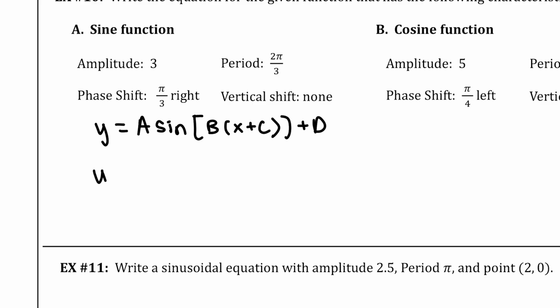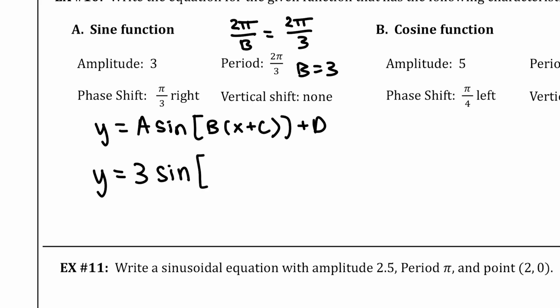So our amplitude is always going to be the absolute value of a. It's not calling out any sort of reflection here, so we can assume that our a value is just going to be 3. Alright, and then we have sine b. So we're given our period, but we're not given our b value, so we need to work backwards, right? If we know that our period is 2 pi over b, and our period itself is 2 pi over 3, then that means our b value is 3. So we can plug that in.